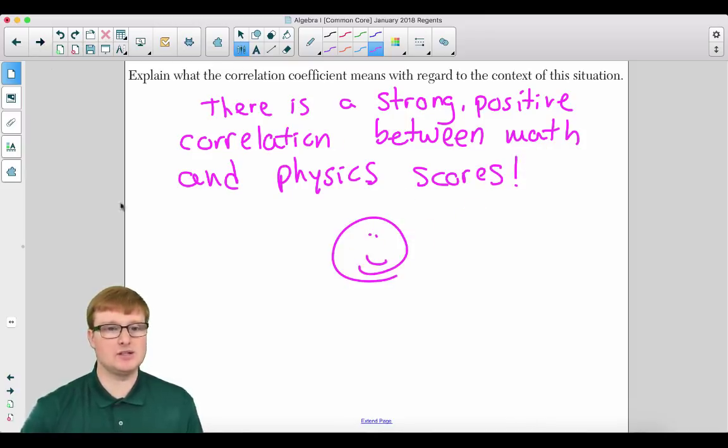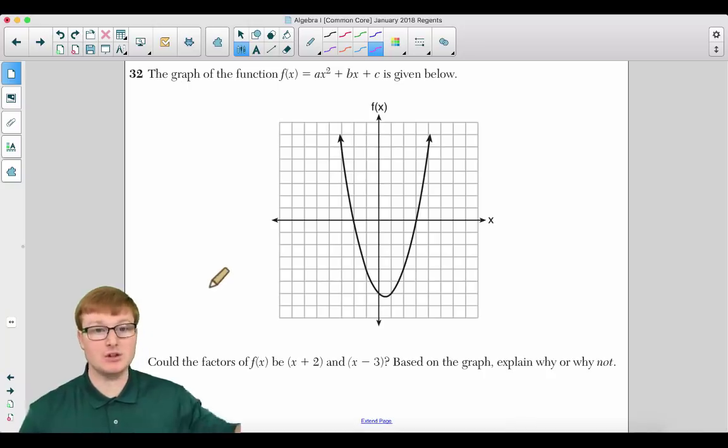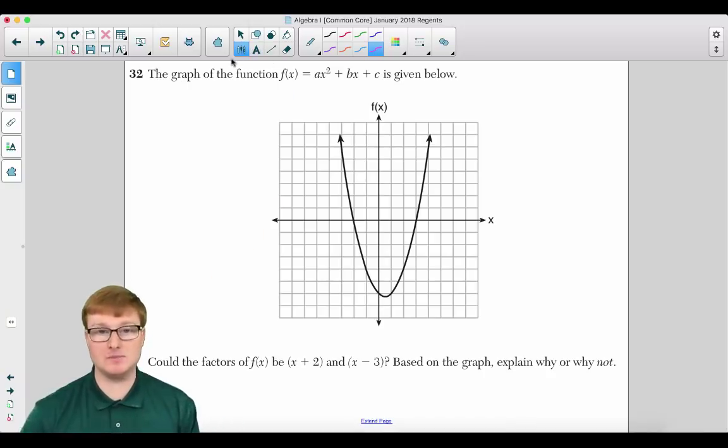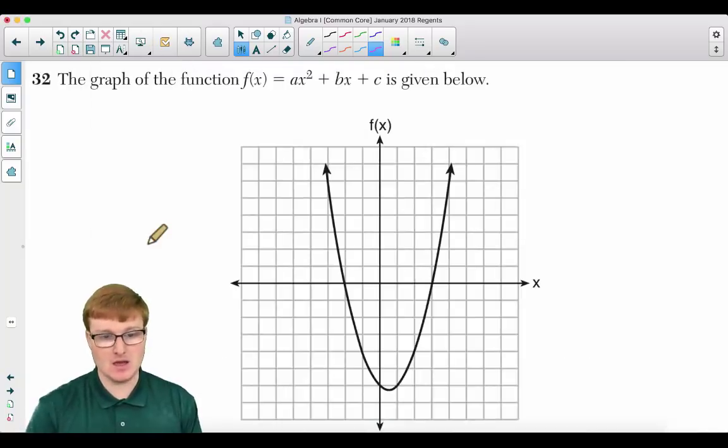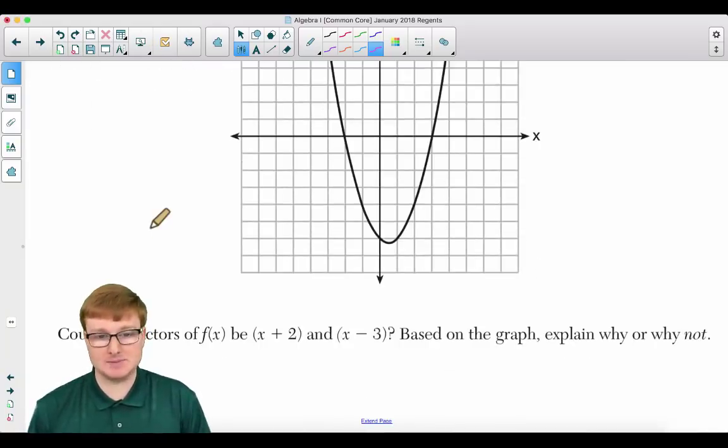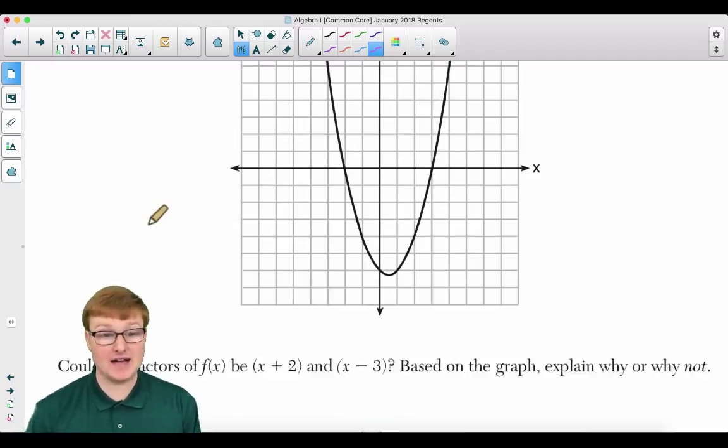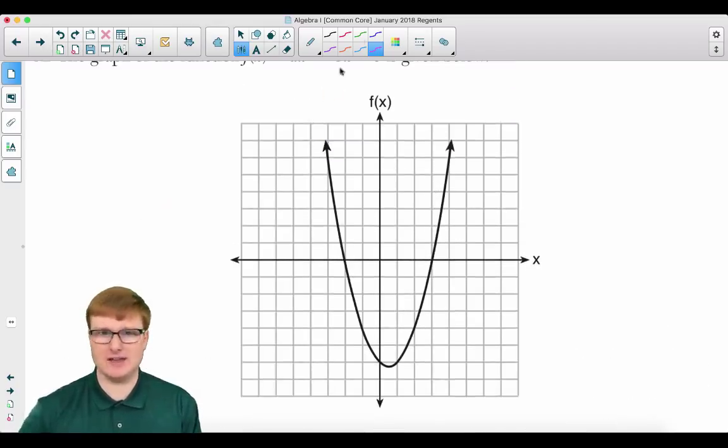Cool. All right, moving on to number 32. The graph of the function f of x is equal to ax squared plus bx plus c is given below. Could the factors of f of x be x plus 2 and x minus 3? Based on the graph, explain why or why not. So the factors are x plus 2 and x minus 3. Are they? Well, let's take a look here.